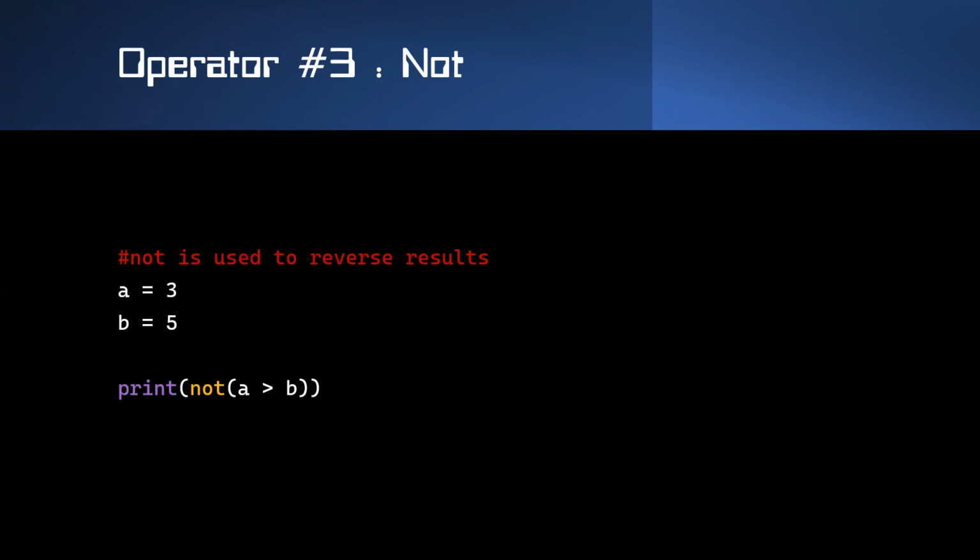The last Boolean operator is not. The purpose of not is to reverse the result. So in this example, A is greater than B is false. But if we add a not here, the answer will be true because not reverses the result. So let's test this out in IDLE so you can get a better understanding of how this works.